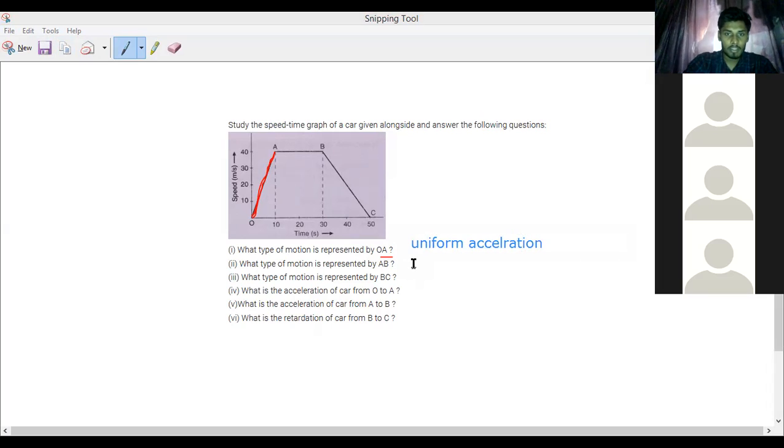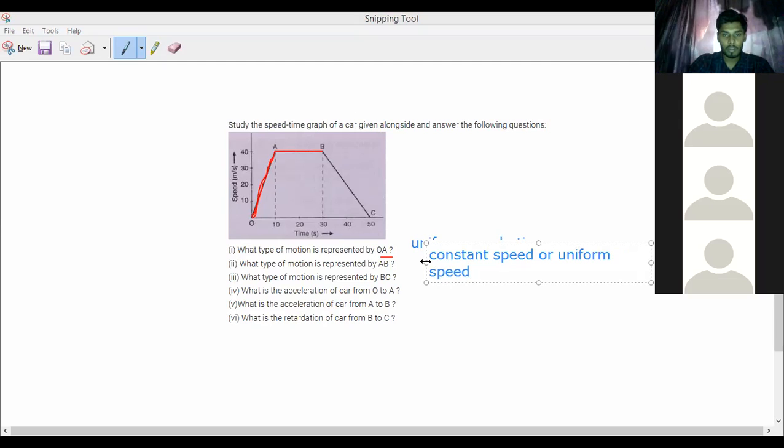Next, AB. From AB, constant speed or uniform speed means zero acceleration. So constant speed. Second one, uniform motion, not acceleration, you should say. So the second one is constant speed, or uniform speed.